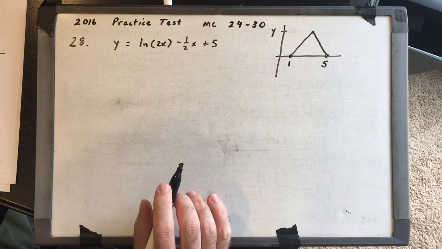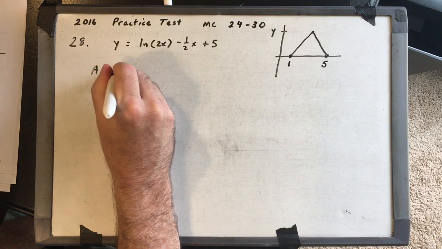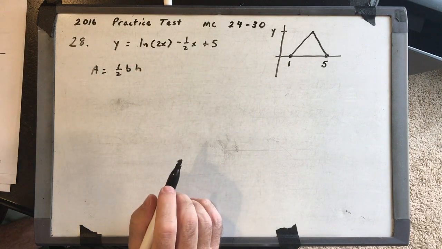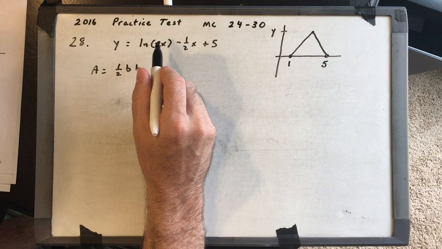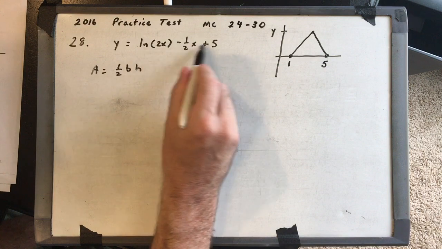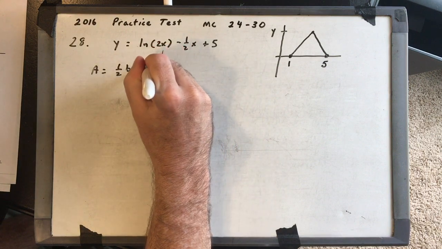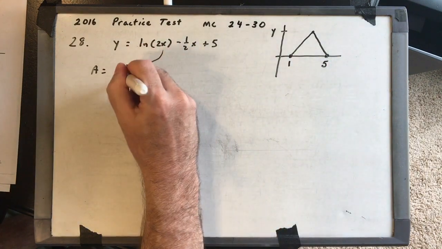Okay, so in order to get the area, we know that the area of a triangle is 1/2 base times height. And of course the height is going to be y. Okay, the height is y. The base is going to be from 1 to 5, so the base will be 4.